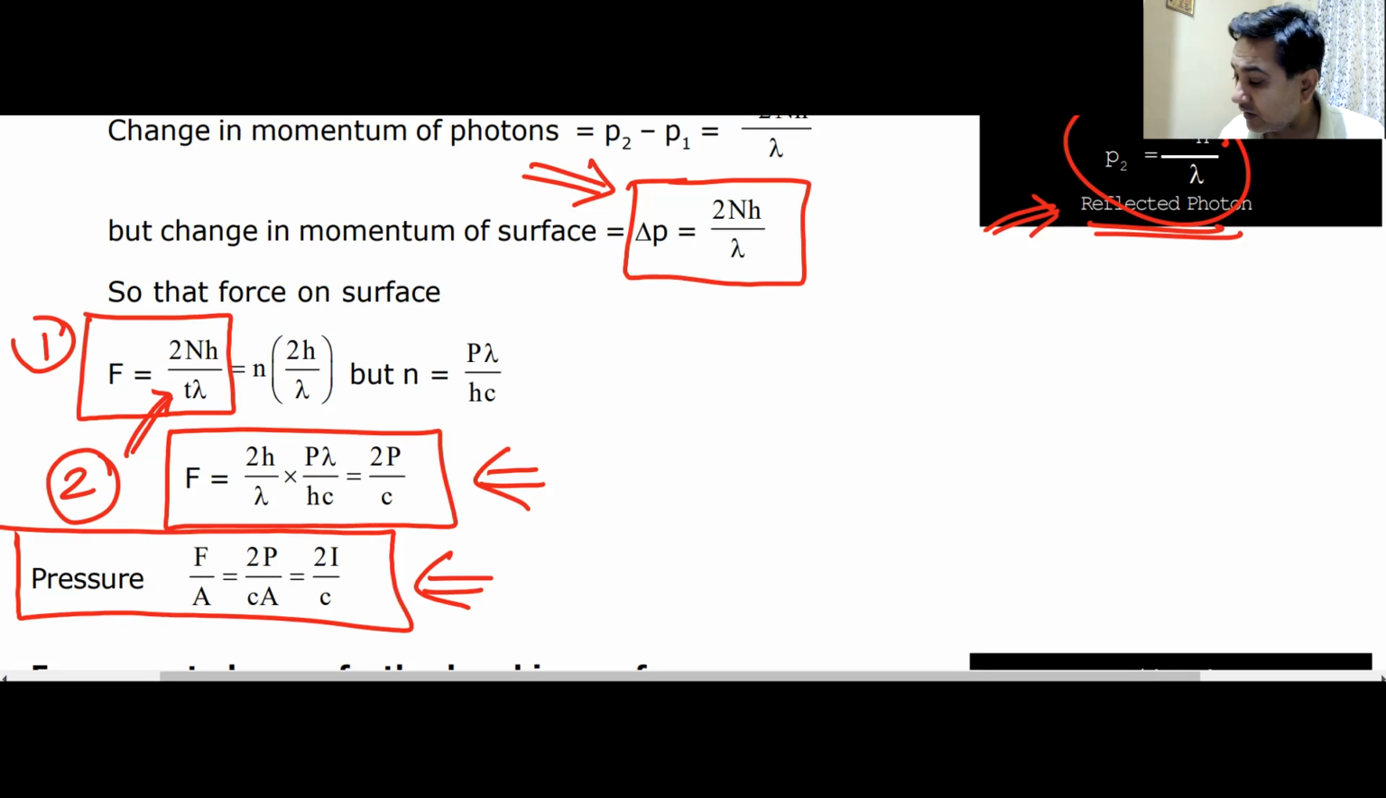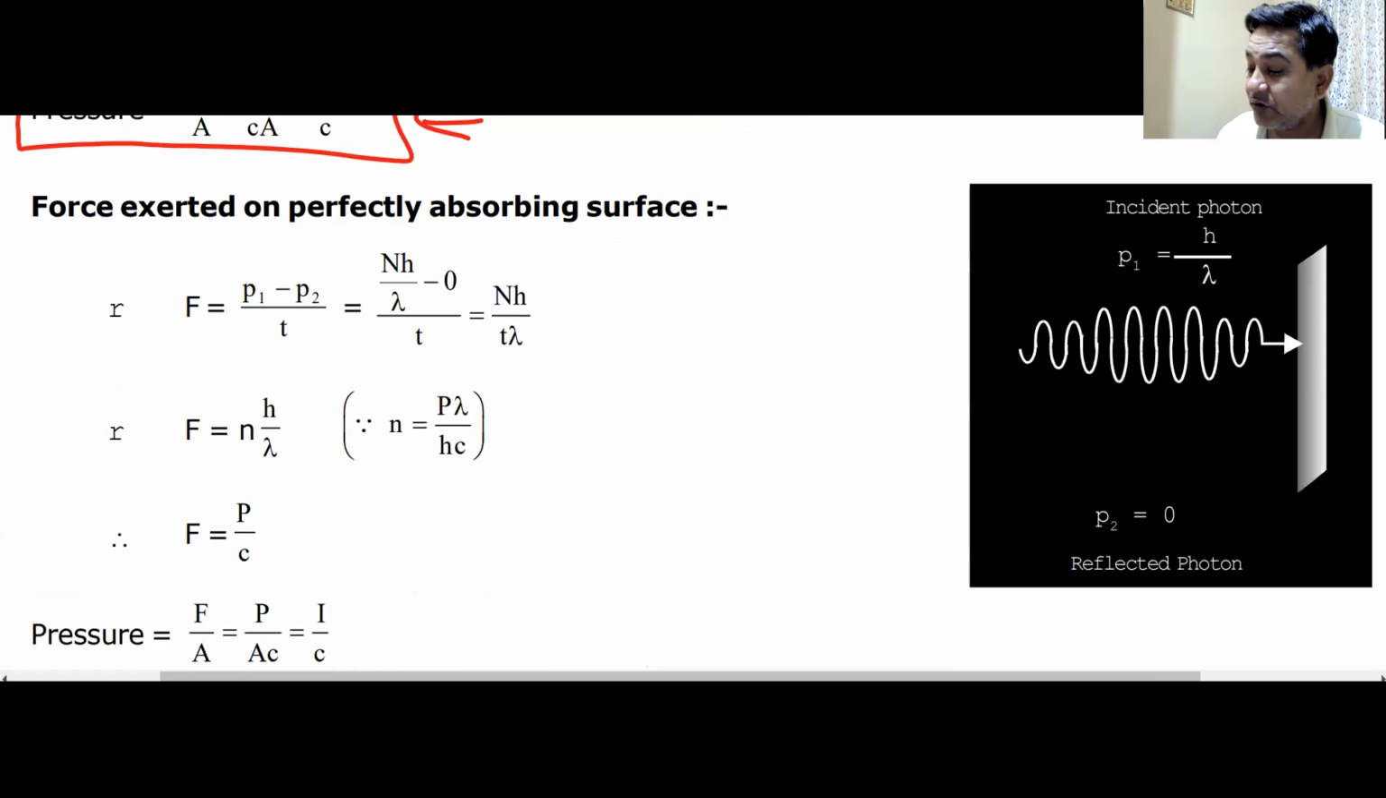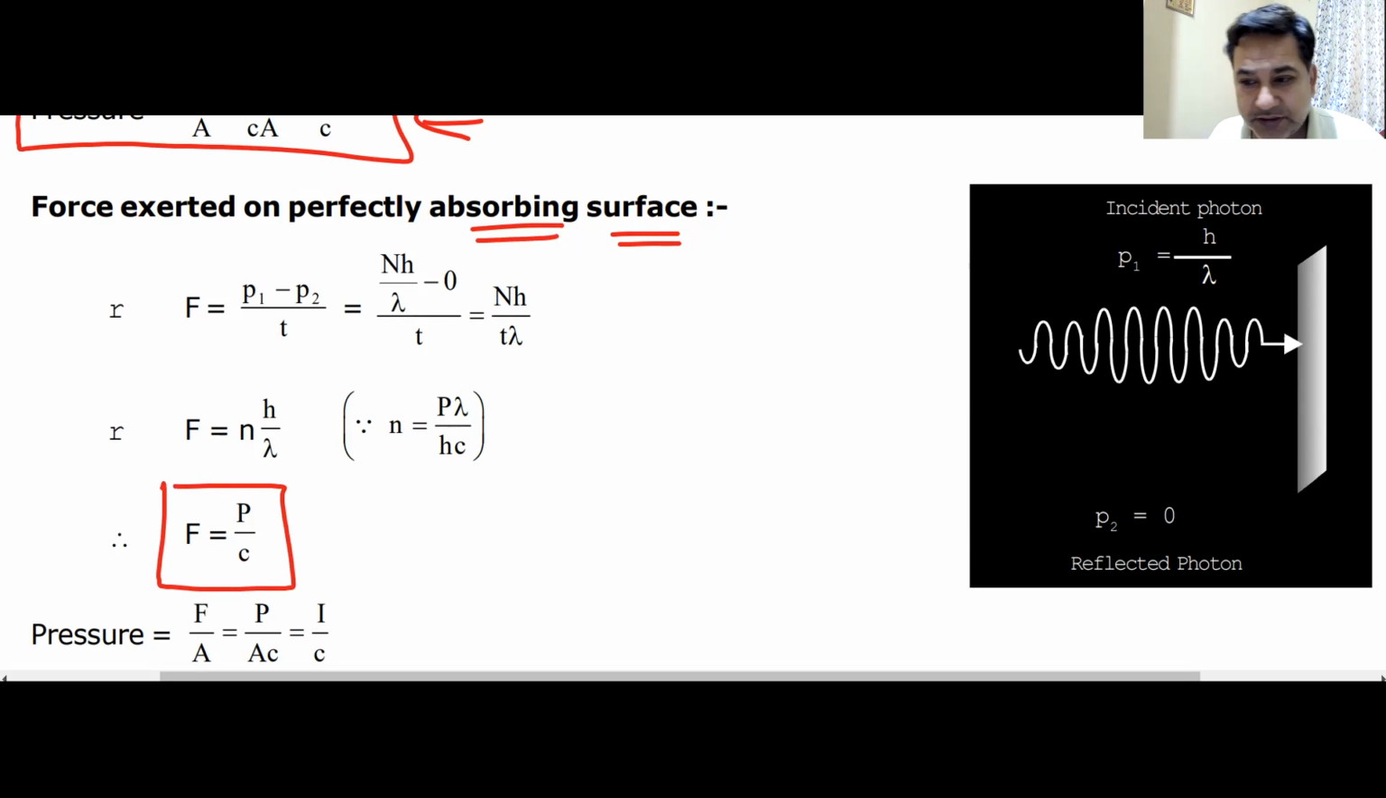Then I come to this one where you have a perfectly absorbing surface. What will be the difference between a perfectly reflecting and perfectly absorbing? Absorbing, it will take total force in it. It absorbs the photon totally. So, in the first case, the formula for force was 2P by C. Here it becomes only 1P divided by C. Do we understand the difference?